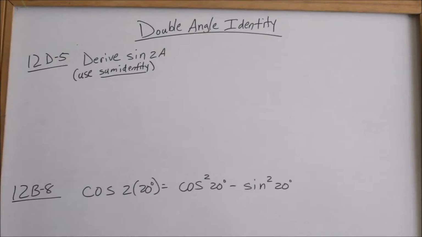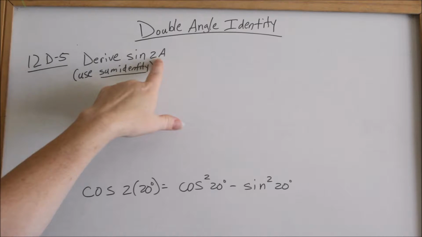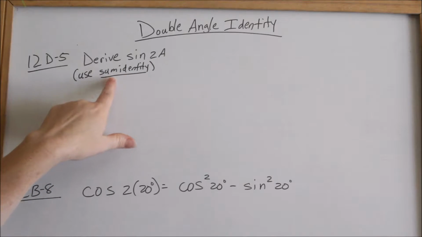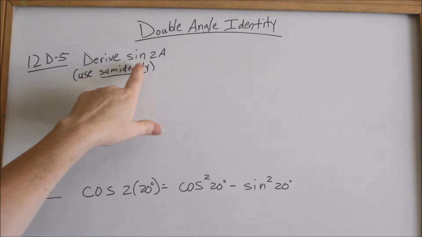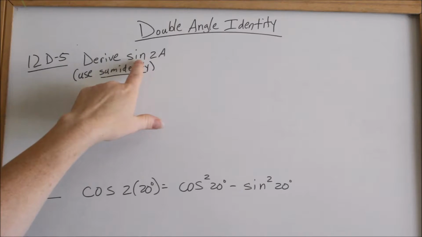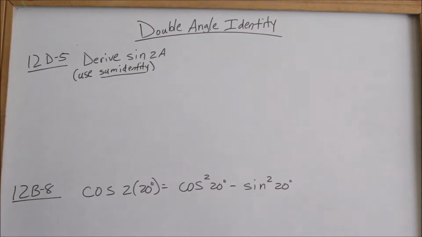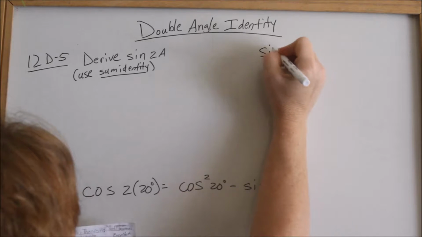Alright, we're doing double angle identity. Looking at 12D5, this says to derive sine of 2a using the sum identity. So we need to use the sum identity of sine, and we're going to get this sine 2a. First off, let me write the formula for the double angle identity for sine. Here's what we're going to derive.